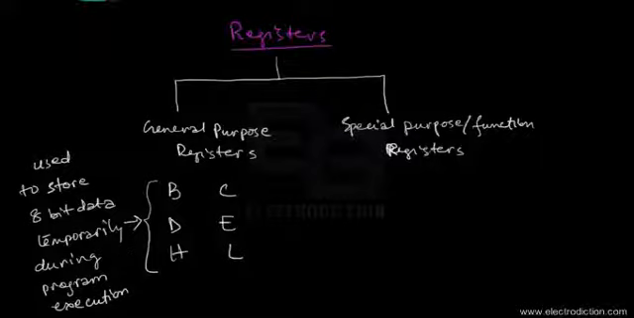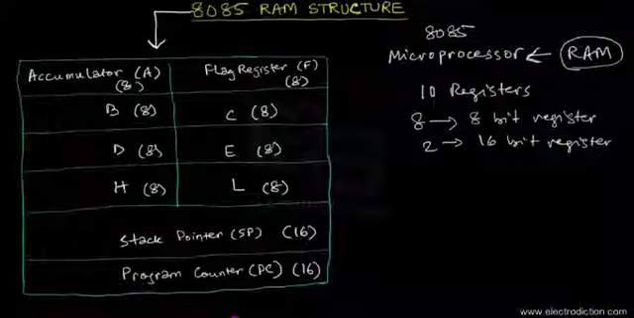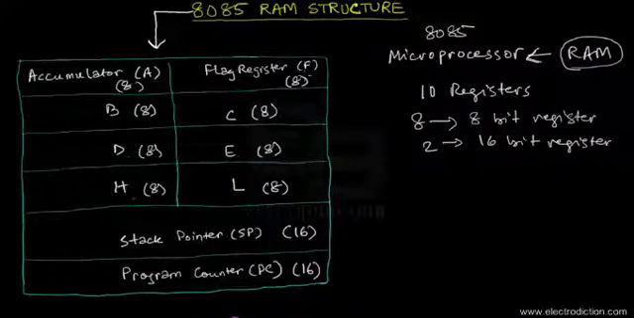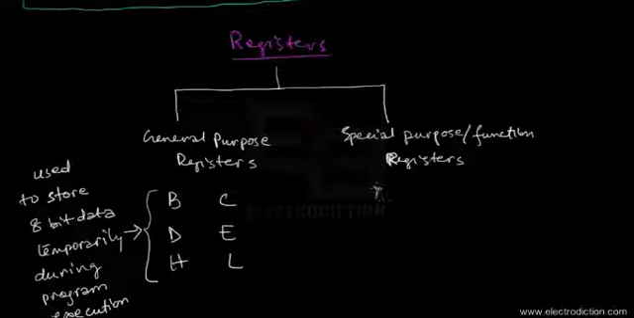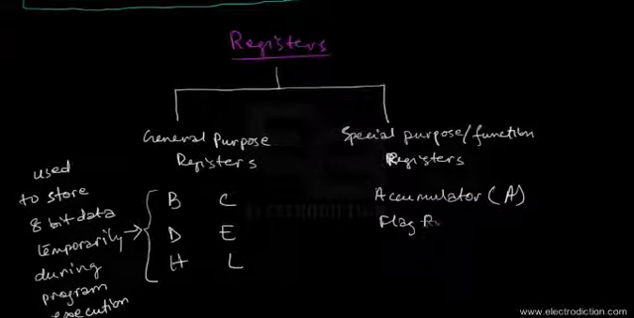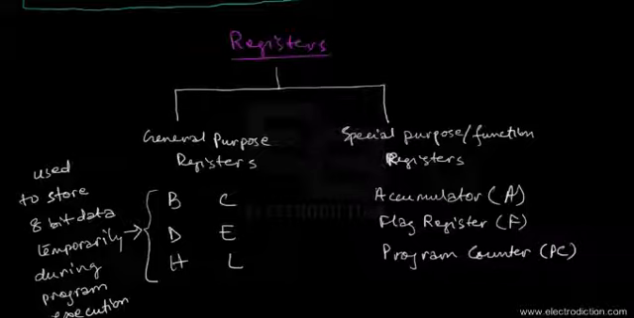So these are the general purpose registers, used for storing data temporarily during program execution. On the other hand, we have some special function registers. They include the accumulator, flag, stack pointer and program counter registers. I'm just going to write that down over here. This consists of register A, or the accumulator register, and then we have the flag register, also referred to as register F in short. Then we have the program counter, also referred to as PC in short, and finally the stack pointer, also referred to as SP in short.